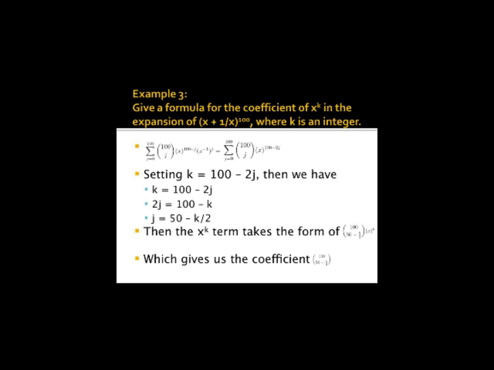Setting k as the exponent 100 minus 2j, we find that j is equal to (50 minus k) over 2. Then the x to the k term takes the form of 100 choose (50 minus k)/2, x to the k, which gives us the coefficient 100 choose (50 minus k) over 2.